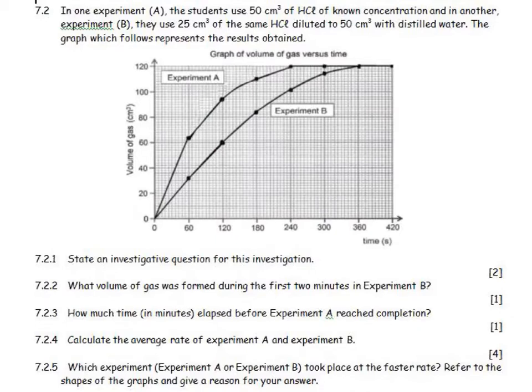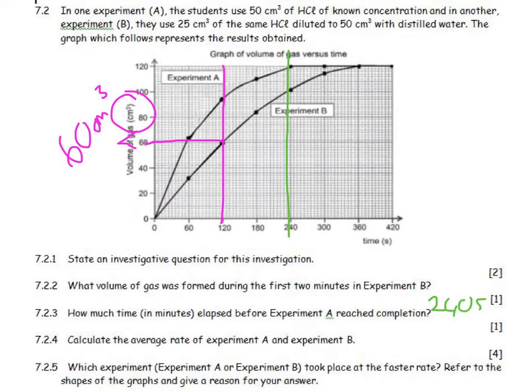What volume of gas was formed during the first 2 minutes of experiment B? 2 minutes is 120 seconds. So you're looking at experiment B and you go across. You need to give me a unit. It's 60 centimeters cubed. The next one, how much time elapsed before experiment A reached completion? Completion is that point over there. So it's 240 seconds. No one told you to convert it into anything other than that.